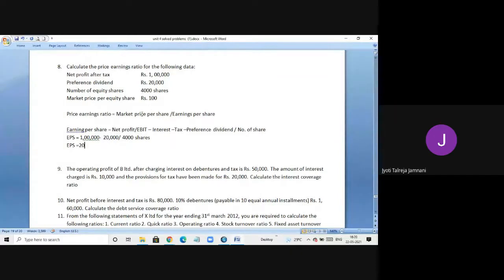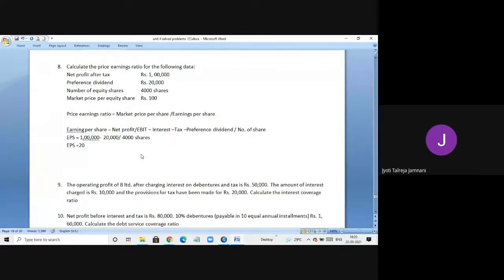So now we have market price 20. Yeah, and we have EPS also. So we can find the PE ratio now. PE ratio is, I told you the formula is market price per share, which is 100 rupees, divided by earning per share, which is 20 rupees. So 100 divided by 20, your PE ratio will be 5 times.